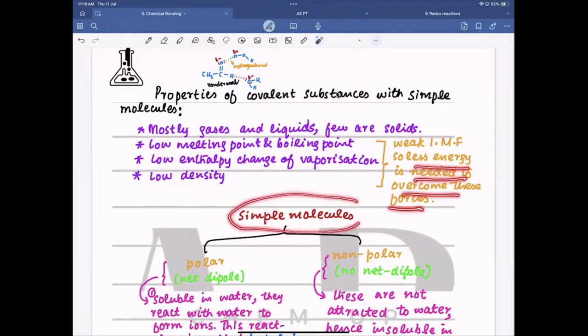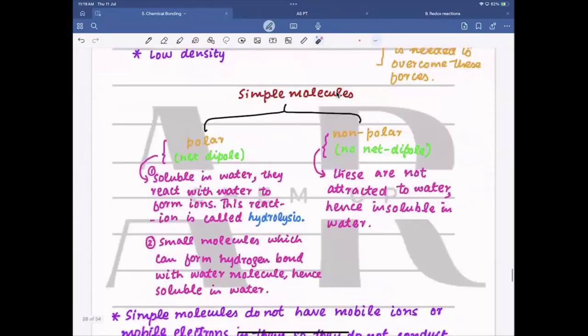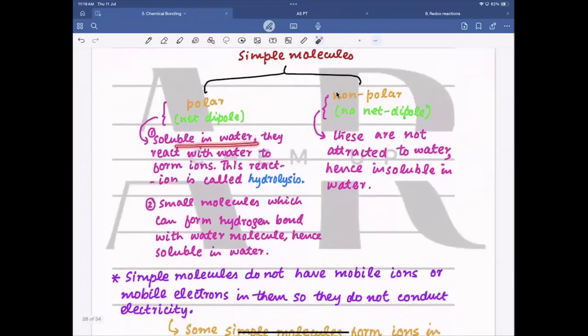Okay, now if I categorize simple molecules, we did it in yesterday's class, there are two types: one having a net dipole, which are polar, and the other having no net dipole, which are non-polar. So on the basis of solubility and polarity, the polar ones are soluble in water, they react with water to form ions. This reaction is called hydrolysis. So see, HCl is polar, so it is soluble in water. They don't just dissolve in water, they actually react with water, and we call that reaction hydrolysis. Besides this, the ones which can form hydrogen bonds with water molecules are also soluble in water.